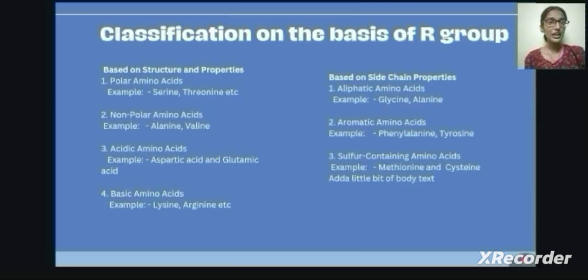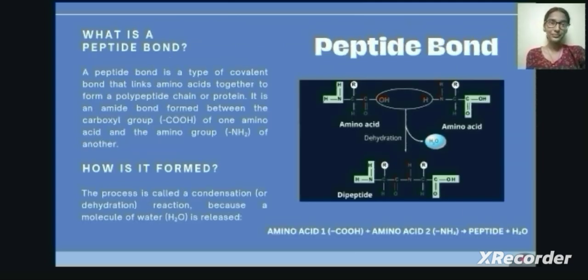While there are multiple ways of classification of alpha amino acid, one of the major ways is on the basis of R group. On that we have polar amino acids which are hydrophilic in nature, non-polar amino acids which are hydrophobic in nature, acid amino acid which are negatively charged at physiological pH, basic amino acid which are positively charged at physiological pH. Then we have aliphatic amino acid which consists of an alkyl group, aromatic amino acid which consists of an aromatic ring, sulfur containing amino acid which consists of sulfur.